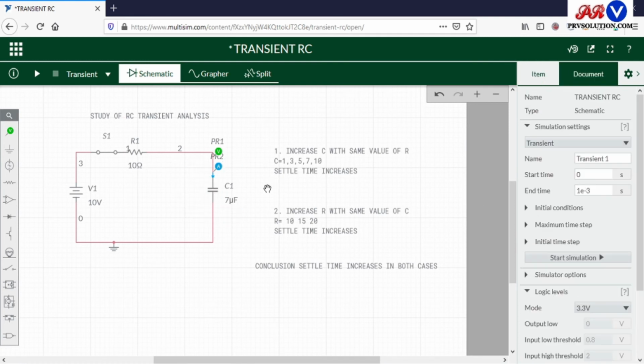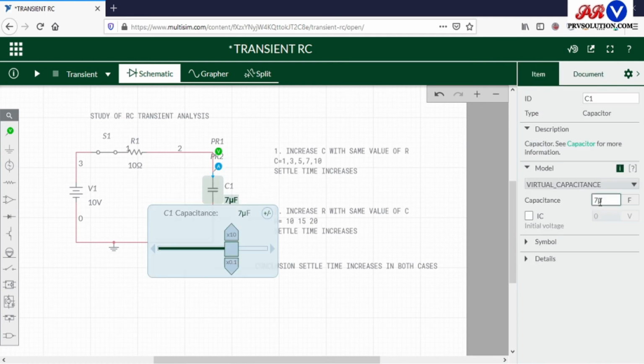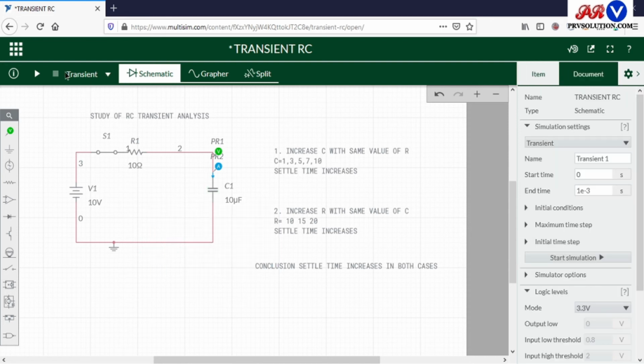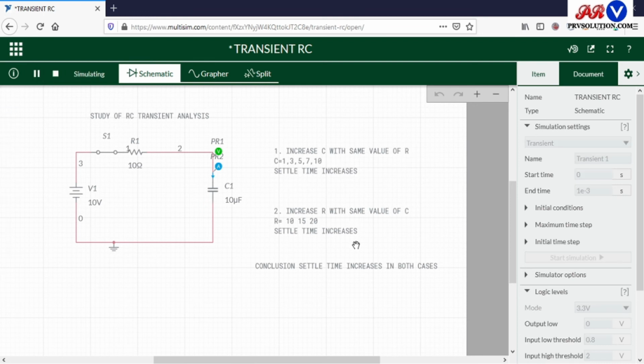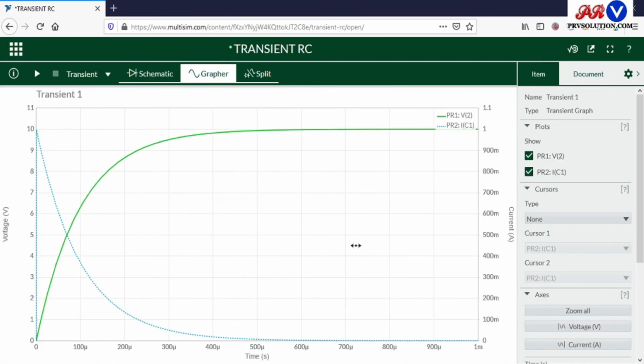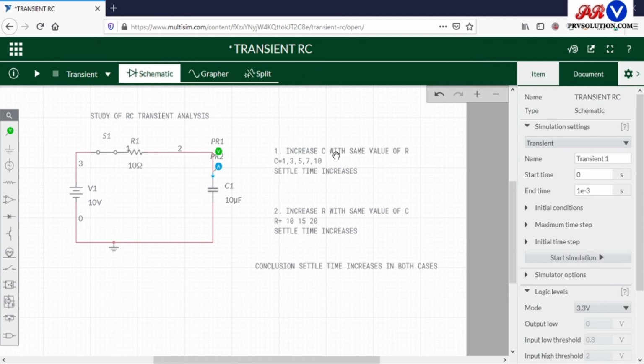In the case of 10 microfarad, the settling time is around 600 microsecond. So we can conclude that by increasing C, the settling time will also increase.